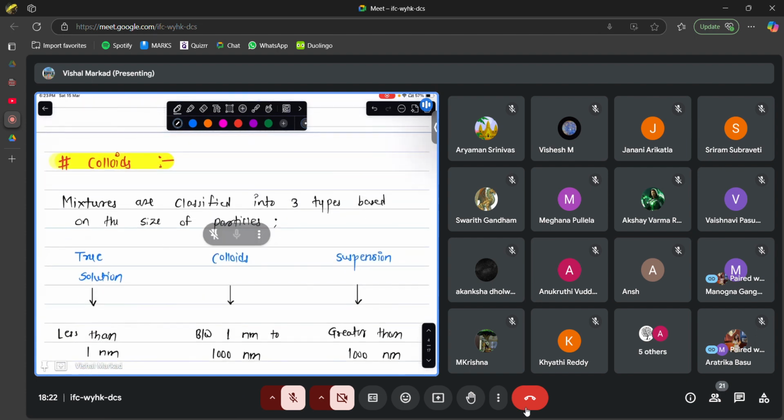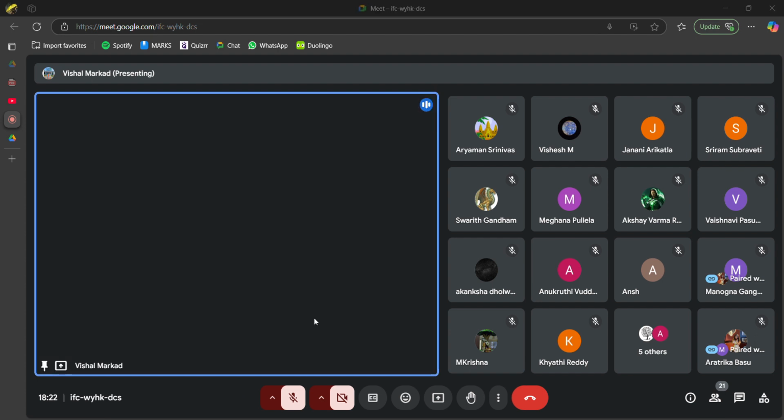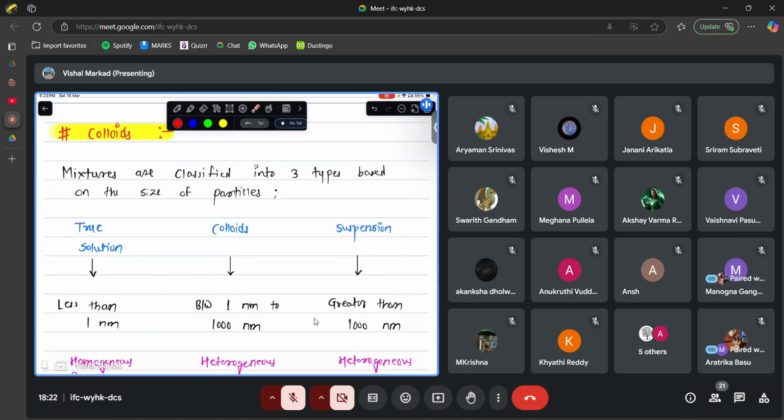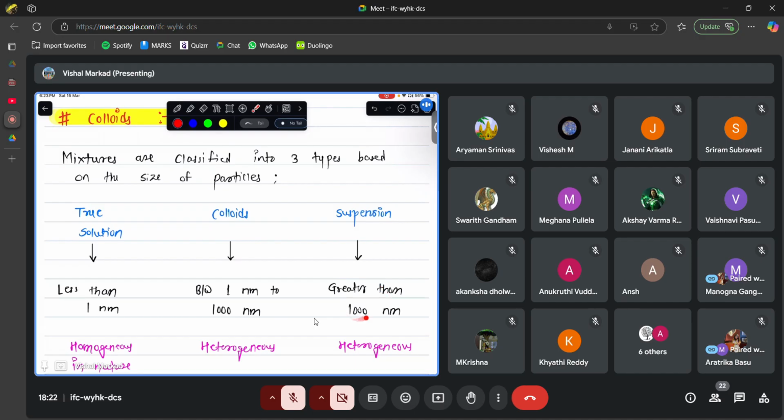Now generally any mixture we classify into three types based on the size of particle. One is called true solution, another is called colloids, and the other is suspension. In true solution, the size of particles is less than 1 nanometer. If the particle size is between 1 nanometer and 1000 nanometer, those are called colloids. And if the particle size is more than 1000 nanometer, those are called suspensions.